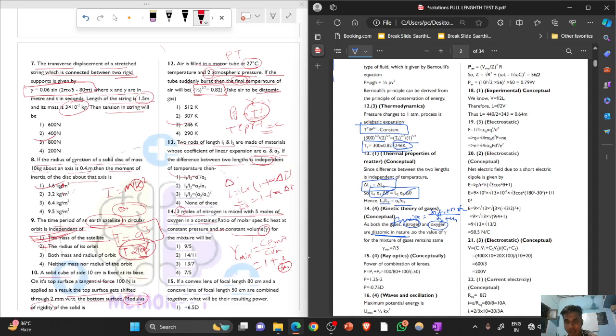You can calculate F mix by putting in the values. Once you calculate it out, gamma mix comes out to be 7 by 5. So option 4 will be your correct answer. Now moving ahead.